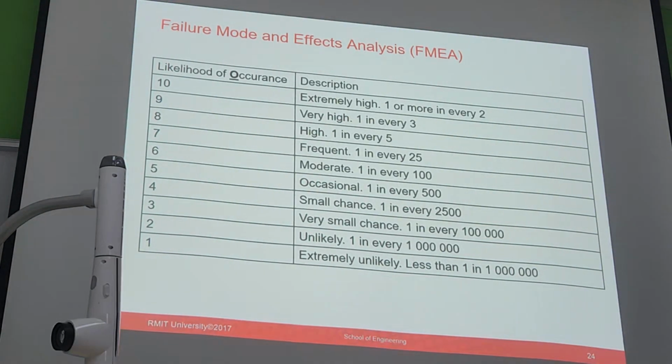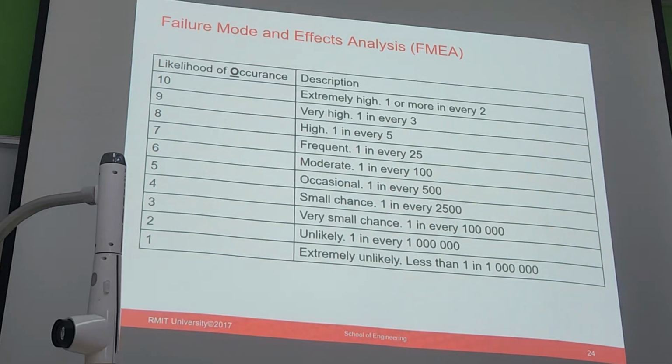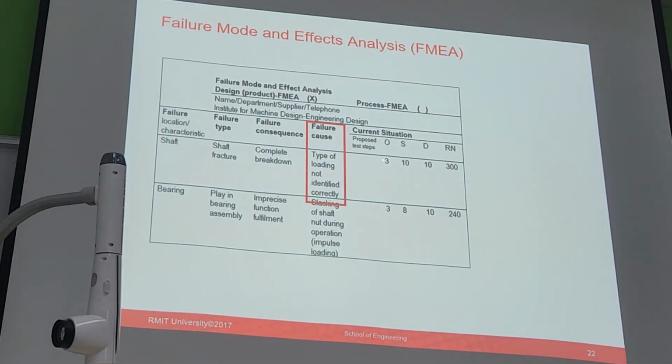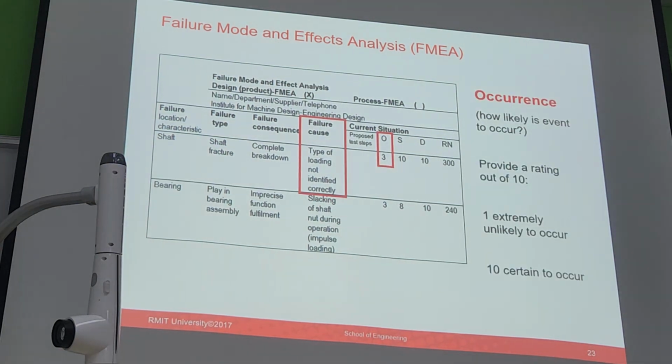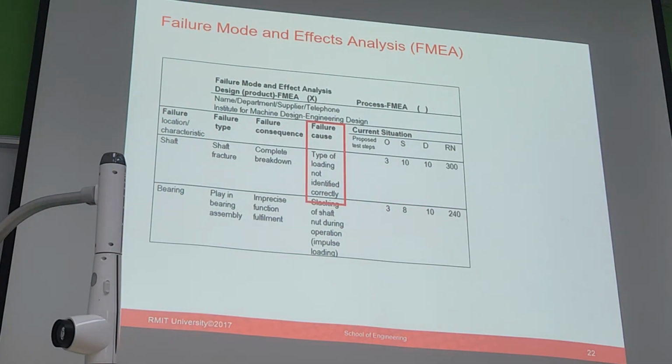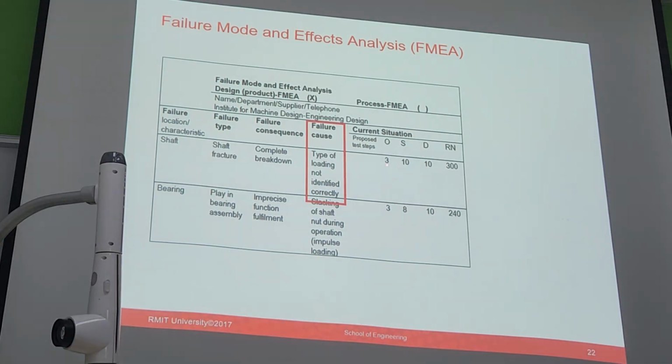From O, and then we put it here 3. What does it mean, 3? It means very small chance. Okay? Very small chance it happens for the shaft fracture in occurrence.